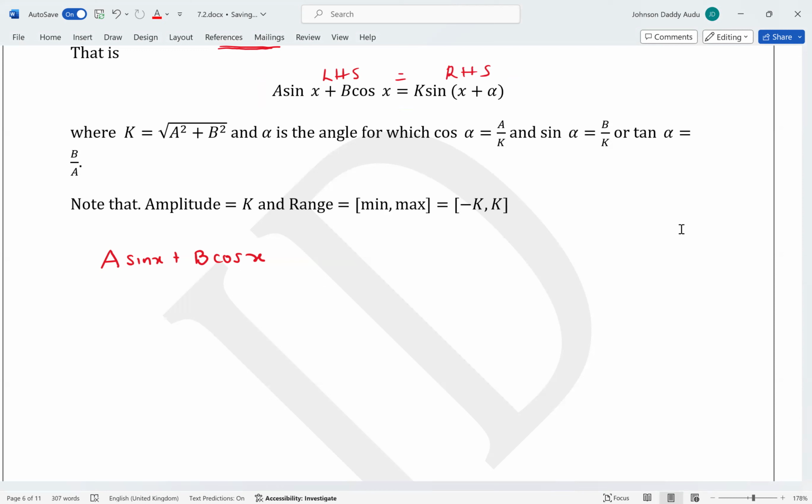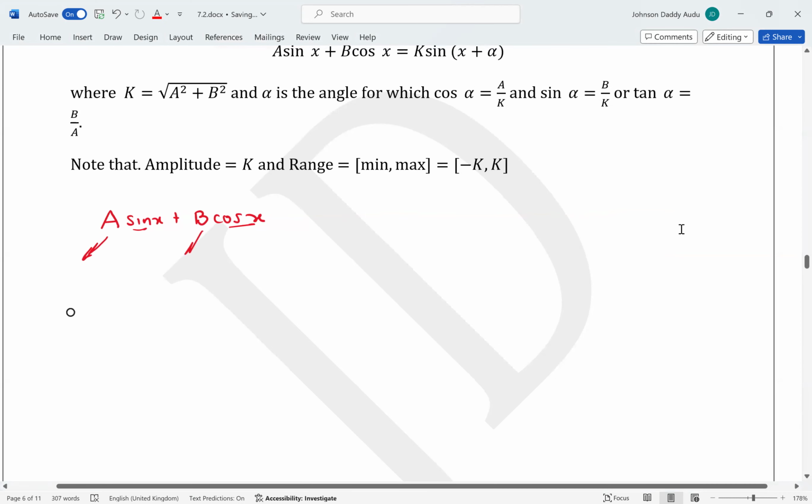Now, if we look at this, we see that the right-hand side is in terms of sine. But here you have sine x and you have cosine x. So the only way we can have this become sine is if we relate our a to be something that has to do with cosine, and we relate b to be something that has to do with sine. Then we can use the sum formula to bring it back to sine.